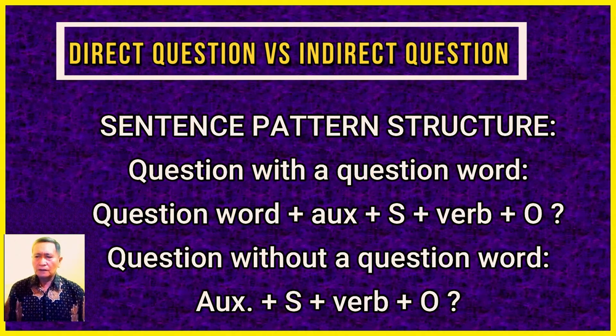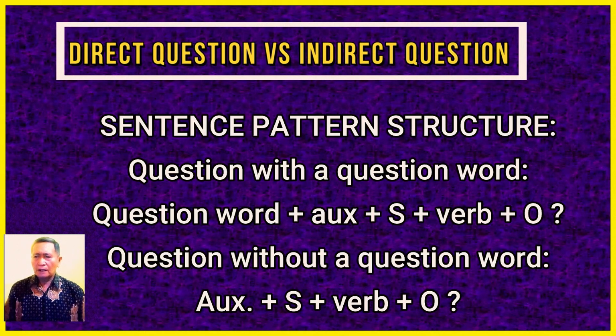Now, sentence pattern structure. Direct question with question word: question word plus auxiliary plus subject plus verb plus object, question mark. Direct question without question word, or interrogative, or yes/no question. Sentence pattern: auxiliary plus subject plus verb plus object.